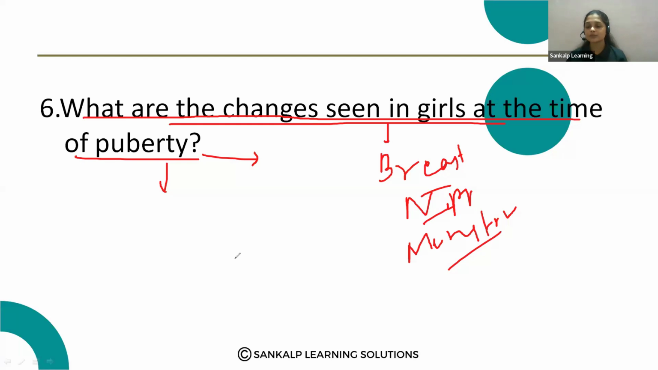So that is the dark thick hair growth in the genital area, and oily skin and pimple formation. These are all the common changes that you can see in both males and females.